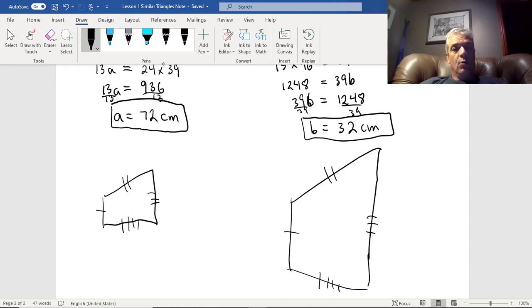So that's how it works. That's working with similar triangles. Go give it some practice.